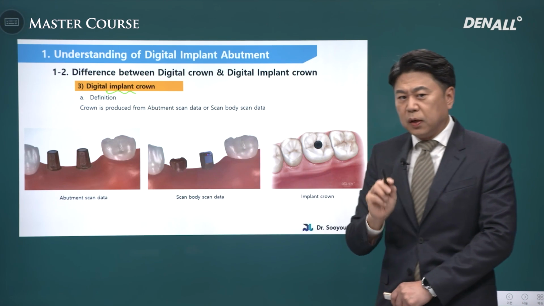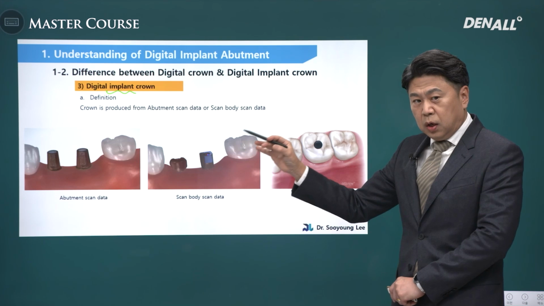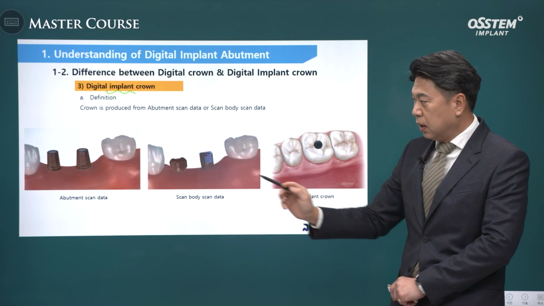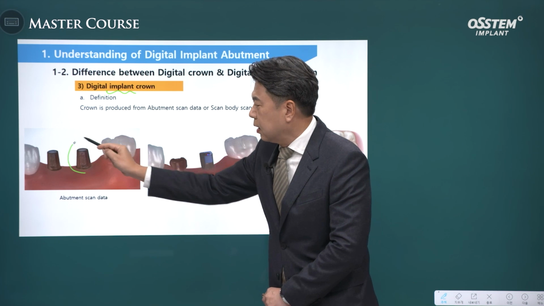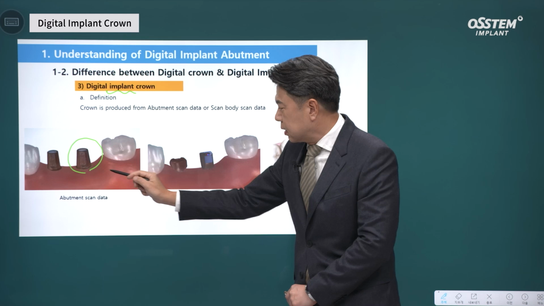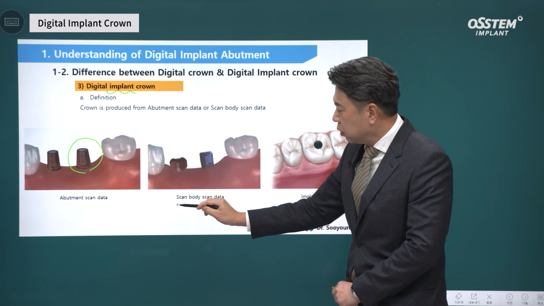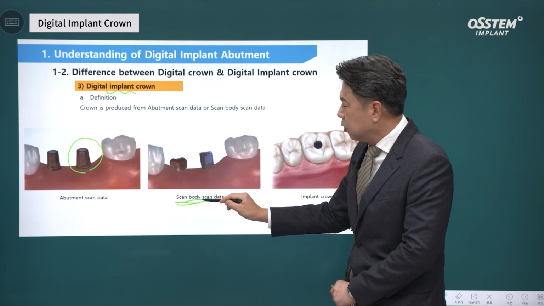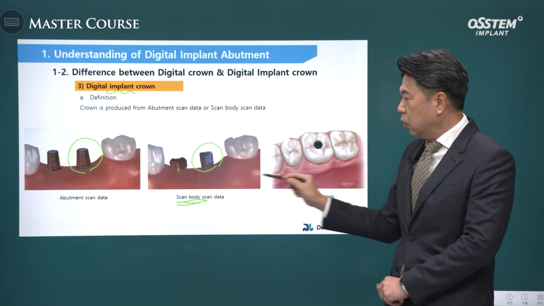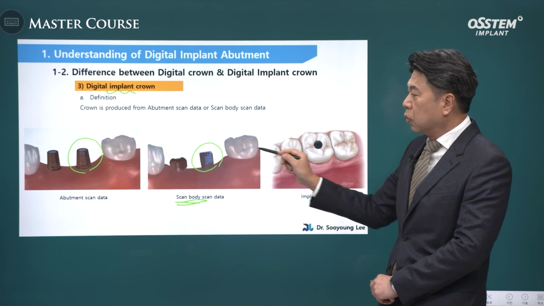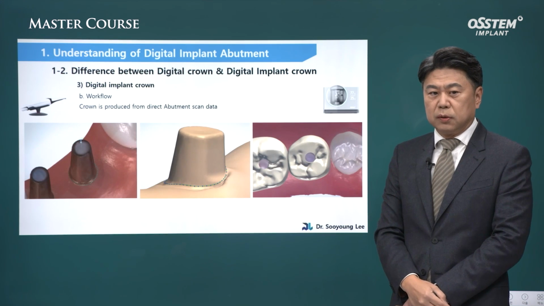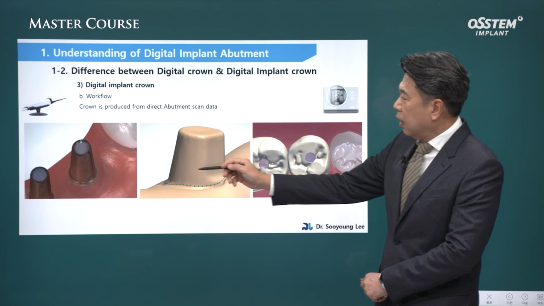On the other hand, implant is included in the digital implant crown. It is a little bit different. Fabricating a crown over the abutment is the same, but the abutment is scanned. After connecting an abutment for the scanning or scan body, a special media is used, and the media is scanned, and using the data, a crown can be fabricated. So this is called digital implant crowns.